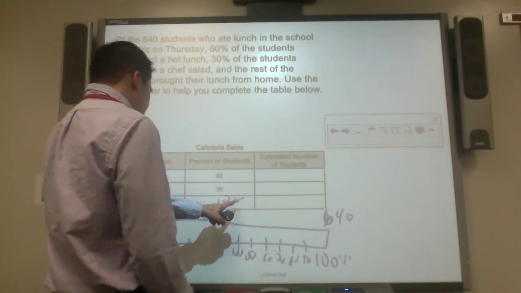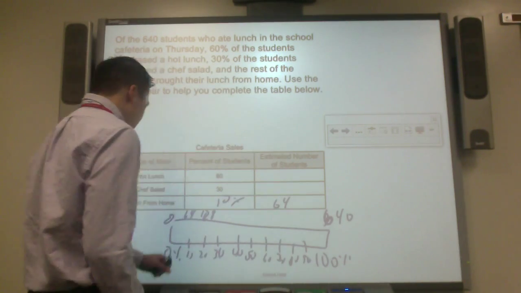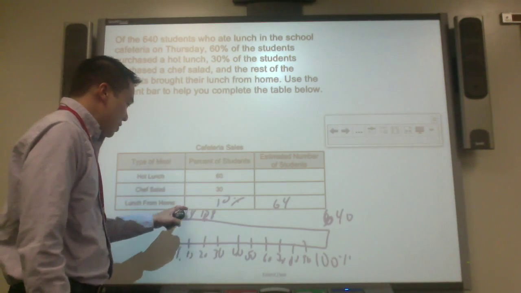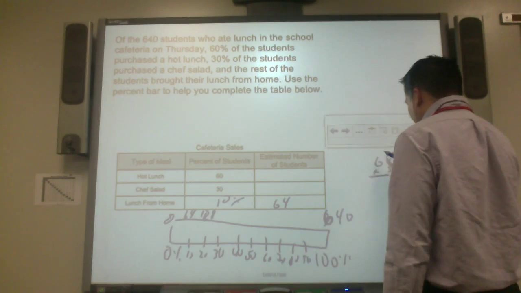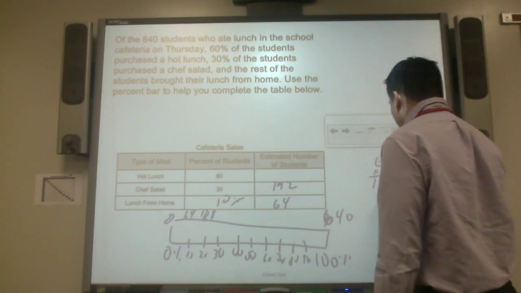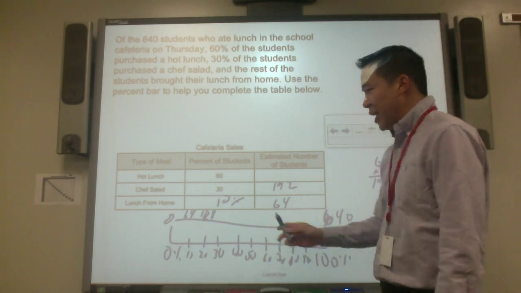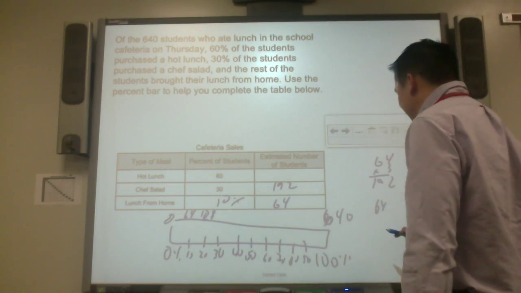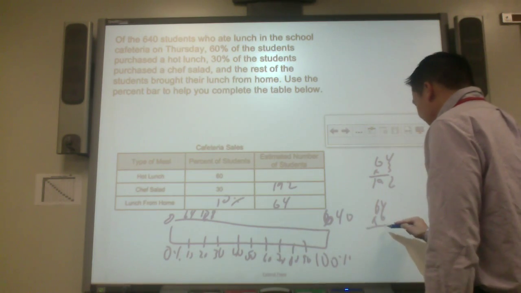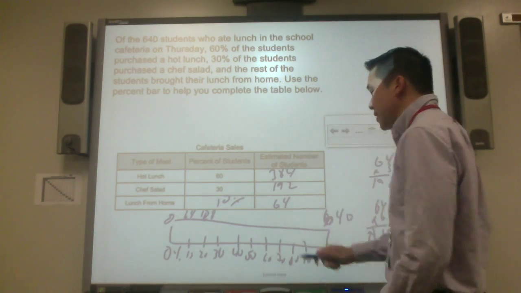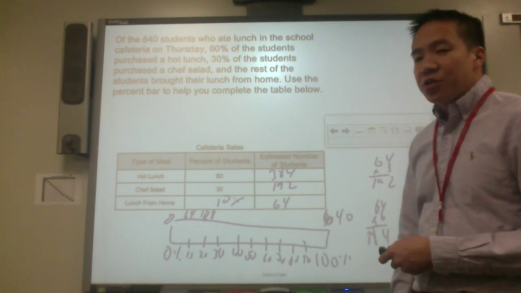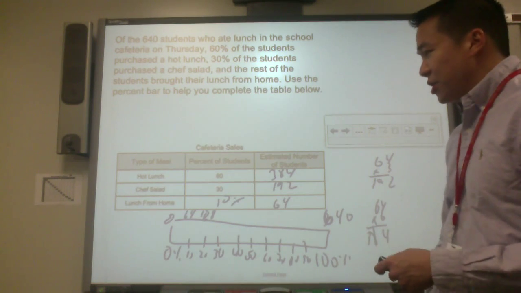So 10% is 64. We know 30% of students would be 64 plus 64 plus 64. That would be 192. And we know each 10% has 64 students, so for 60%, build it up by 6. 384 kids have hot lunches, 192 have chef salad, and 64 students have lunch from home.